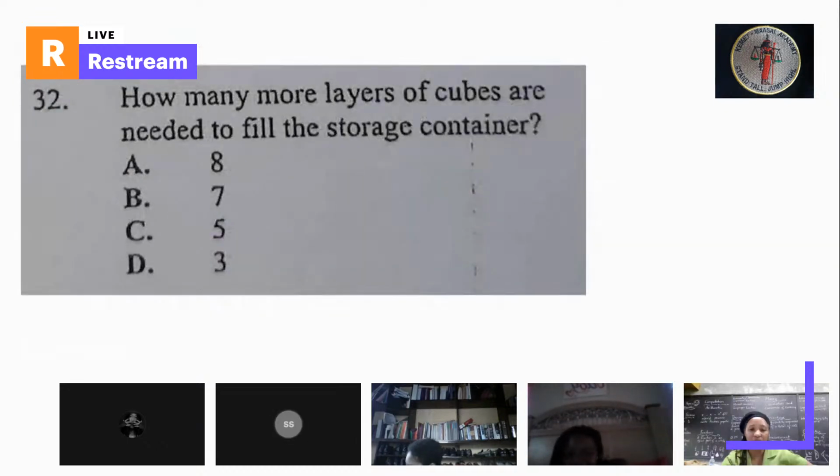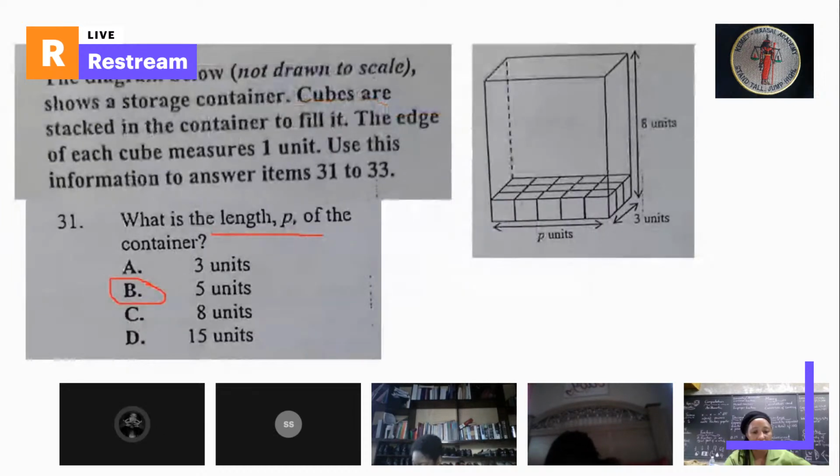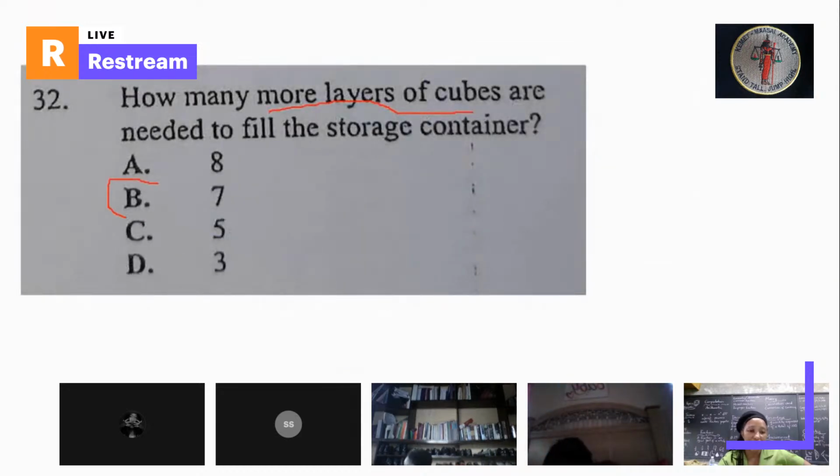All right. So it's 5 because each cube measures 1 unit. Number 32 says, how many more layers? We're going to go back so you can see the picture. How many more layers of cubes are needed to fill the storage container? Why is it 7? Because they already have 1 and 8 units goes up. Okay, very good. So it's 8 units we're going to need to fill it, but one layer is there already. So 7 more are needed.